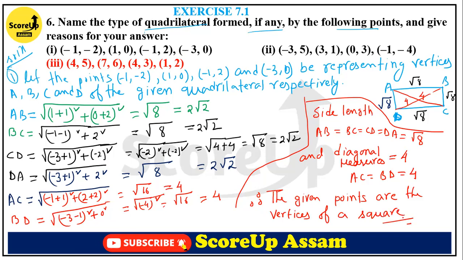I hope it is clear. See, the diagonal has differentiated it from a rhombus. In case of a rhombus, the diagonal is not equal. Okay, but all sides of a rhombus are equal. All sides of a square are equal. But what is the difference between a rhombus and a square? This is the diagonal which makes the difference between the rhombus and square. In a rhombus, our diagonals are not equal. In a square, diagonals are equal.